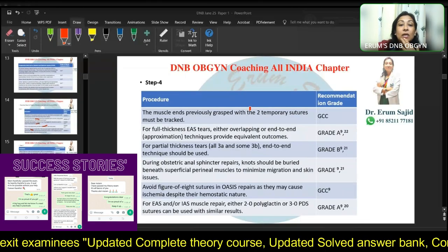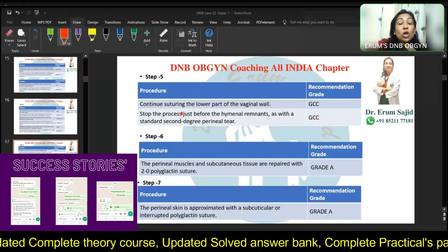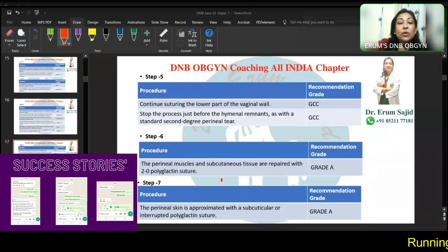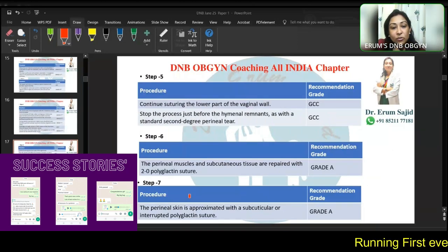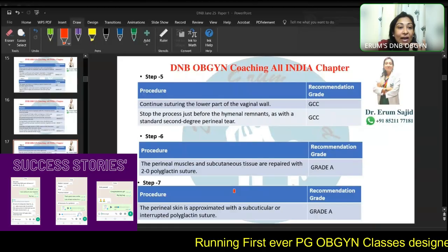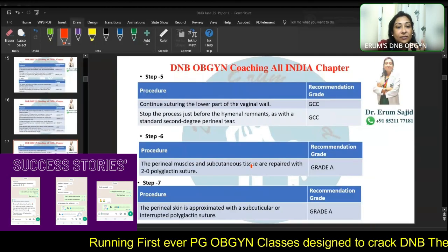Correct? All right. Continue suturing the lower part of the vaginal wall. Stop the process just before the hymenal remnants. And then the perineal muscles and subcutaneous tissue are repaired with 2-0 Vicryl suture. Perineal skin is approximated with subcuticular or interrupted sutures. These are specific guideline principles, taken directly from the guidelines.